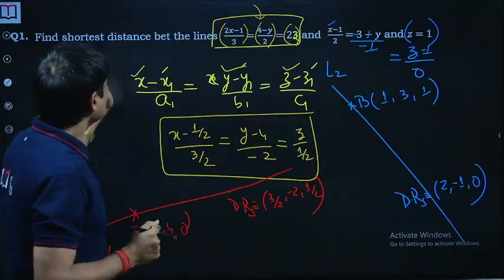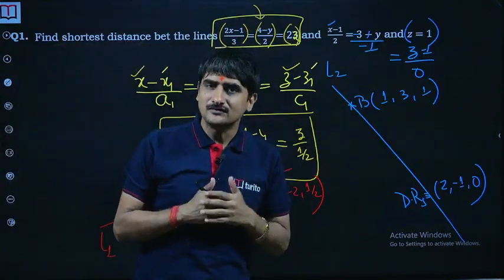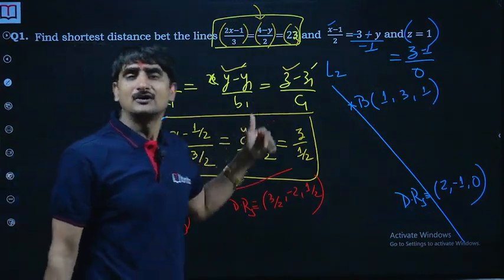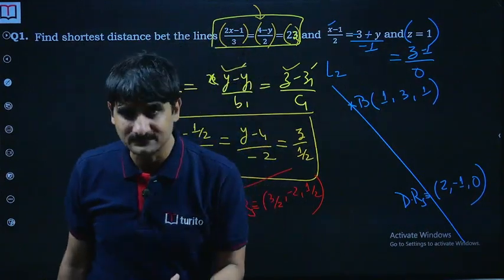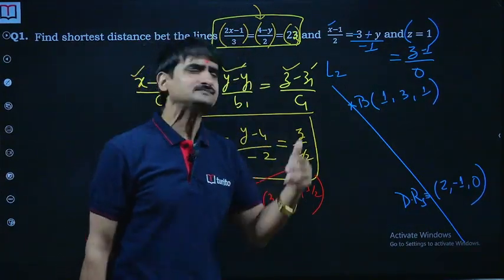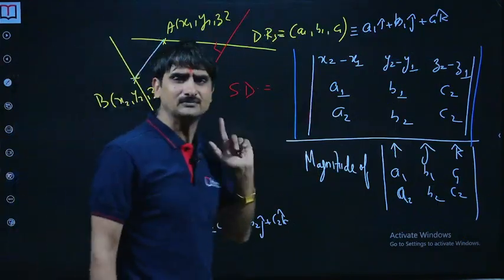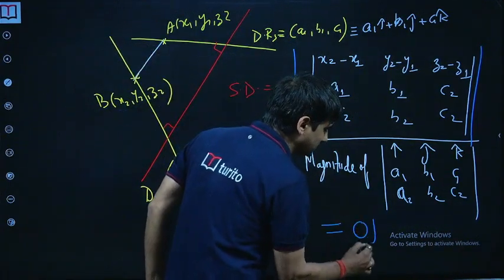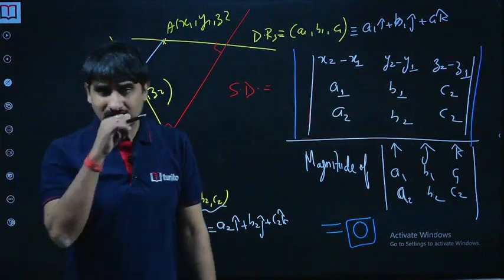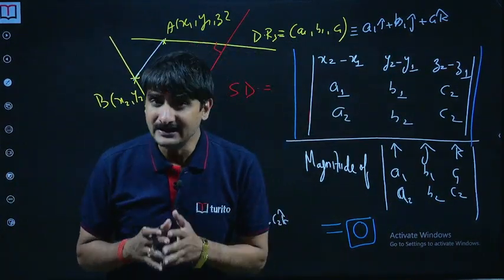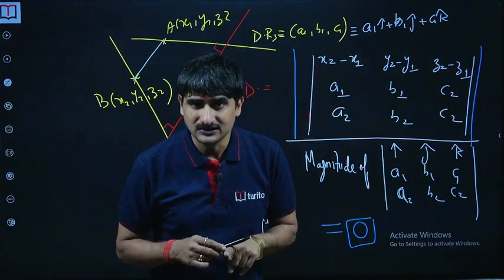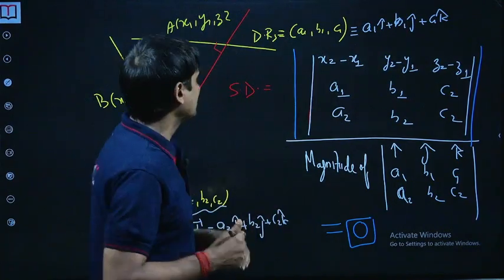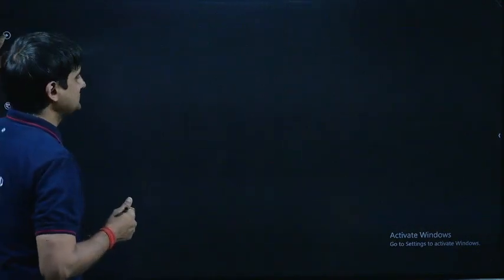And if you are given the lines in this form, you have to convert them to the standard form so as to compare with this form to get the coordinates of the fixed points through which both the lines pass and their DRs. Then you can use this formula. And one last thing: if the shortest distance comes out to be 0, what does that mean? That simply means that the lines are intersecting. They are not skew lines. So be ready for that type of result also. So that was the first question.